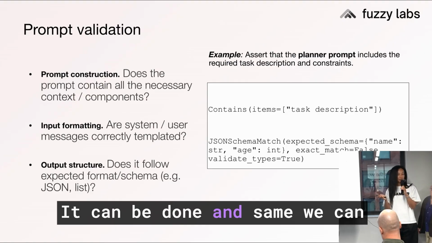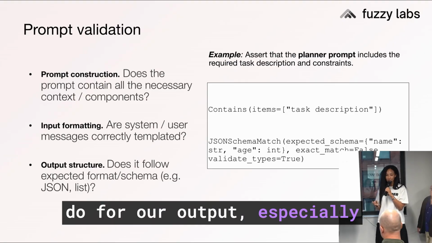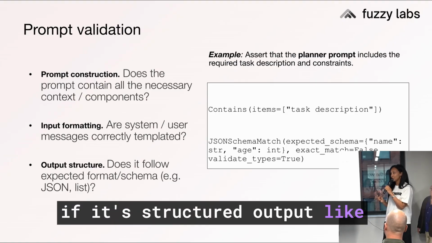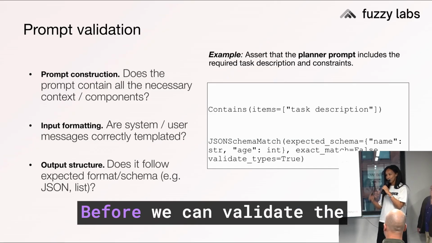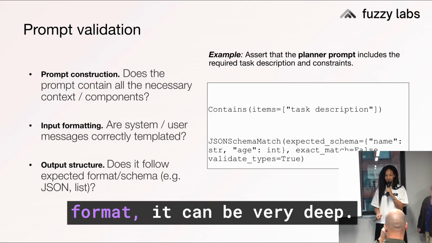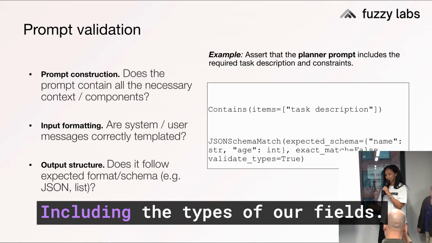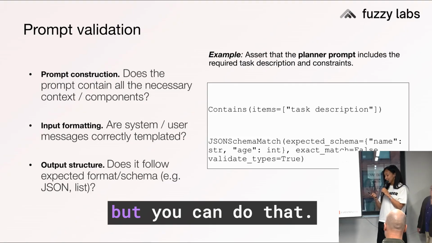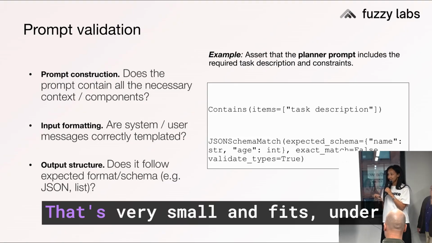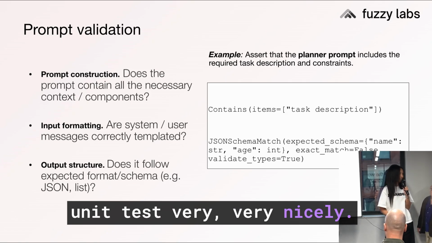The same can be done for our output, especially if it's a structured output like JSON, and our downstream systems really depend on what's going on before. We can validate the format. It can be very deep, including the types of our fields, or it can be more generic, but we can do that. That's very small and fits under unit tests very nicely.